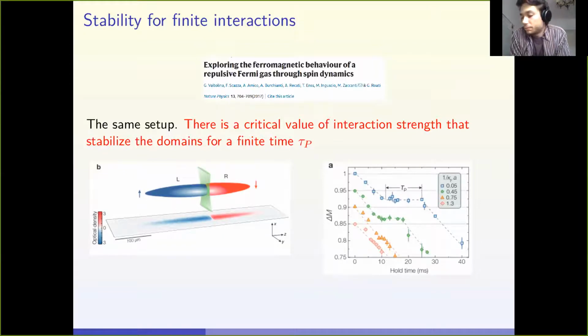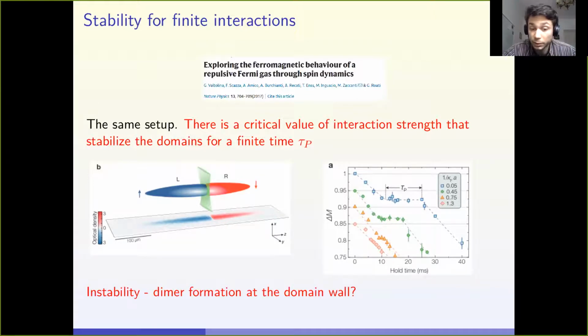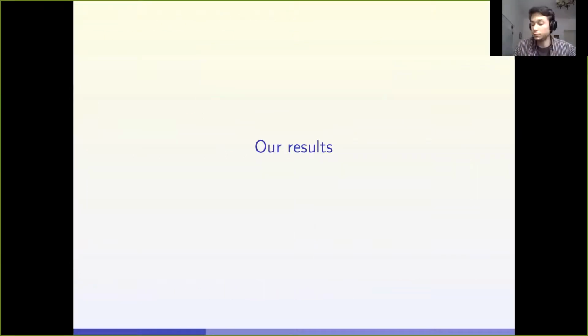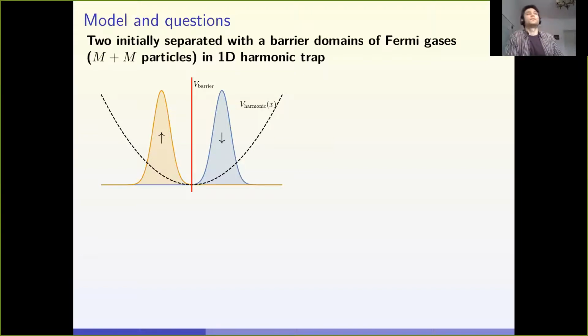This is now a topic of, I would say, a debate. People were trying to understand that instability via dimer formation on the domain wall. So these are the experiments that were an inspiration for our research. I hope you see that the problem of pair formation on the domain wall is an important problem for ferromagnetism in ultra-cold gases. And our goal was to consider a minimal model of such a process.